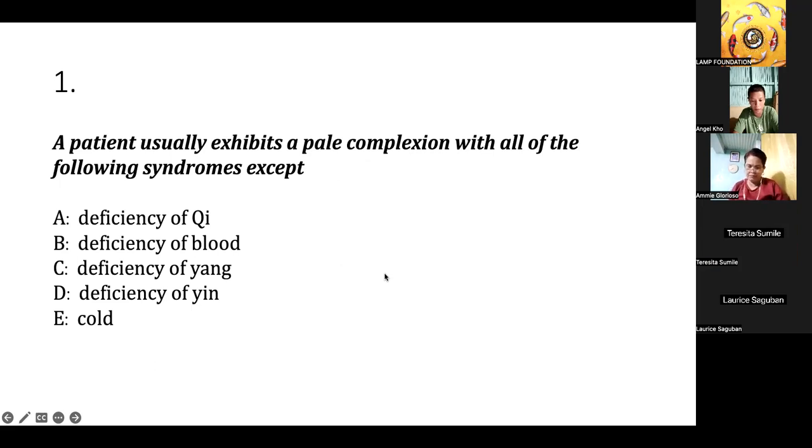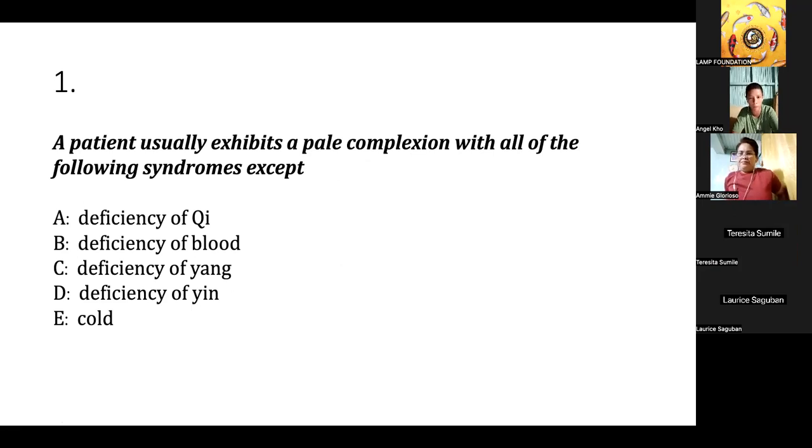Number 1 po, a patient usually exhibits a pale complexion with all of the following syndromes except: A. Deficiency of Qi, B. Deficiency of blood, C. Deficiency of Yang, D. Deficiency of Yin, E. Cold. Answer ko po sa number 1 question is letter B po, deficiency of Yin.